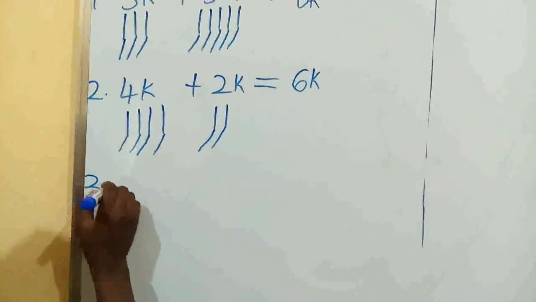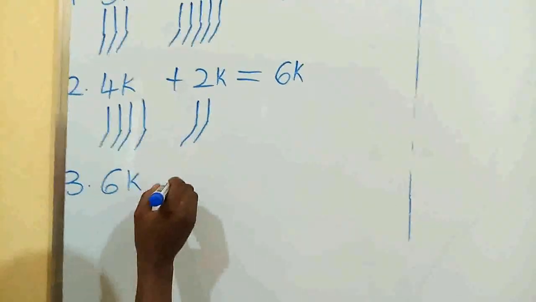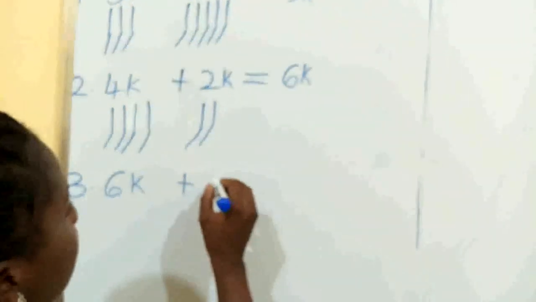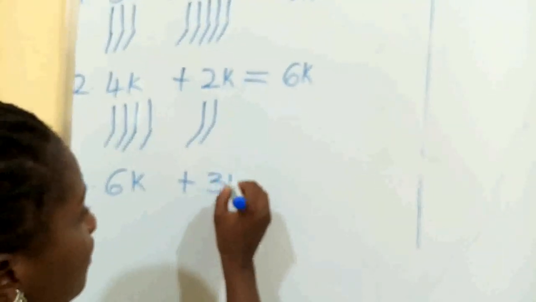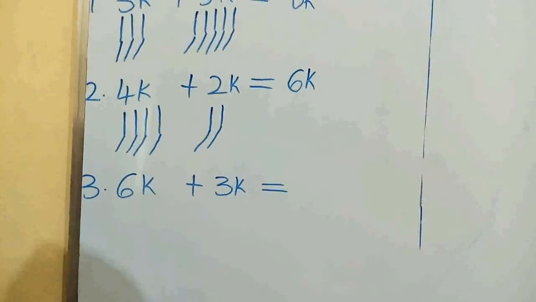Okay, now do this for me. Let me see. You are going to add this number. We have 6 kobo plus 3 kobo. Okay, add this for me.